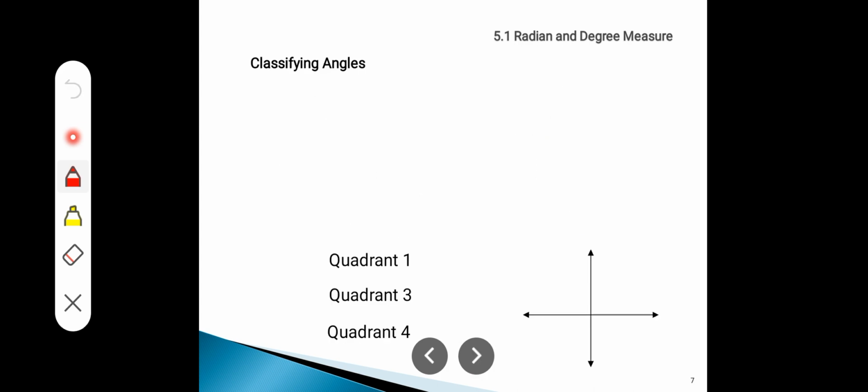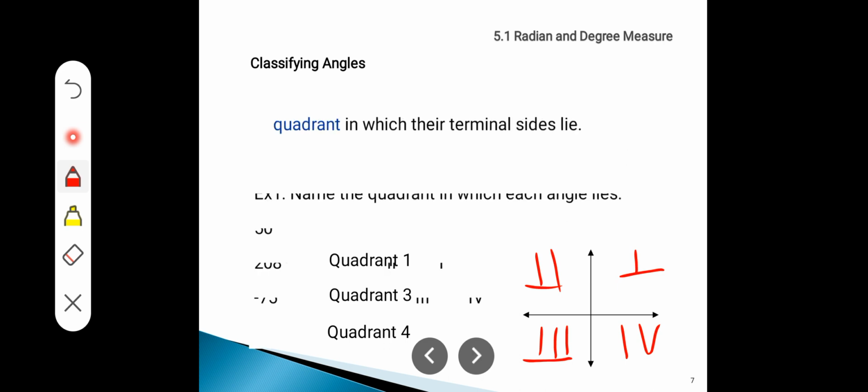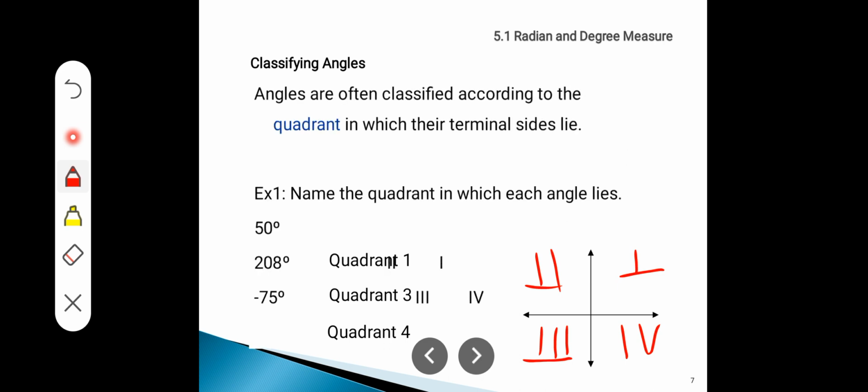Classifying angles. Quadrant 1 is here, quadrant 2, quadrant 3, and quadrant 4. Angles are often classified according to the quadrant in which their terminal side lies. Example number 1. Name the quadrant in which each angle lies.